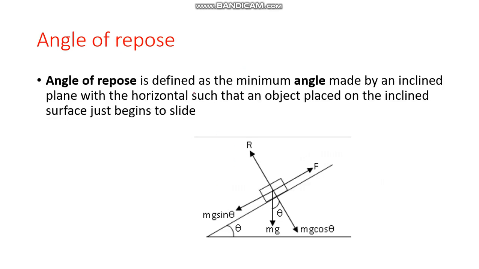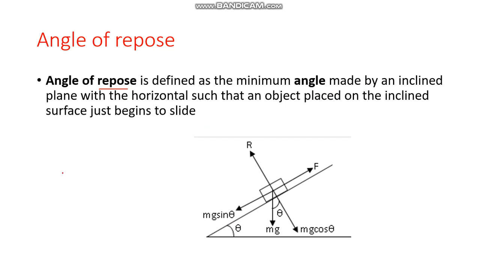Next we'll talk about angle of repose. An important concept. Now this is an inclined plane and you have kept a block. This theta is an angle. You keep on varying this angle, let us say 1 degree, 2 degree, 10 degree, 20 degree. At some particular angle this block starts to move. That angle is the angle of repose. Angle of repose is defined as the minimum angle made by an inclined plane with the horizontal.